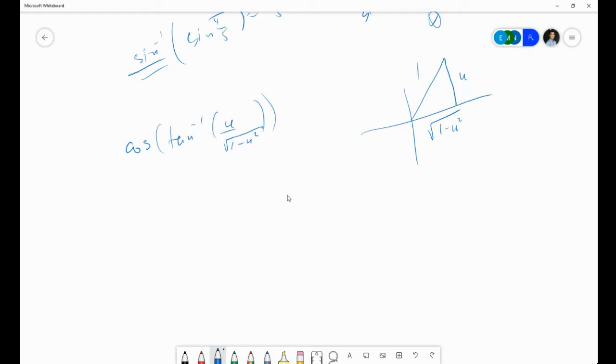Oh, there we go. And then from there, just solve for cosine. So take the adjacent over the hypotenuse. Okay. Oh, adjacent, not. So it just gets 1 minus u squared under a square root. Cool. So I did that right.